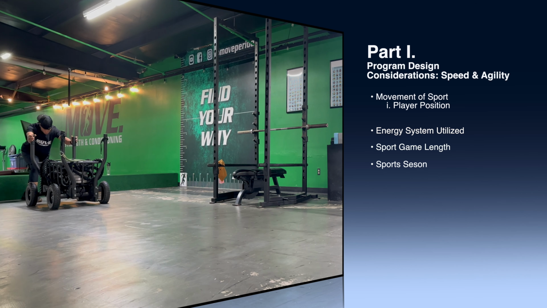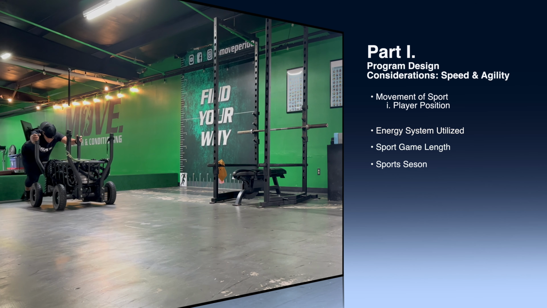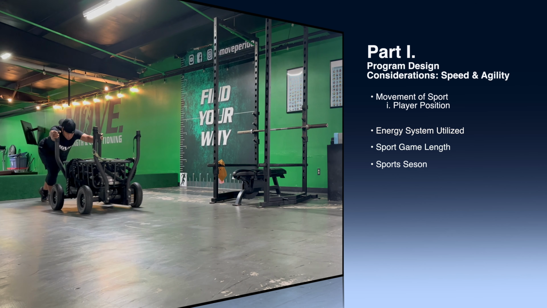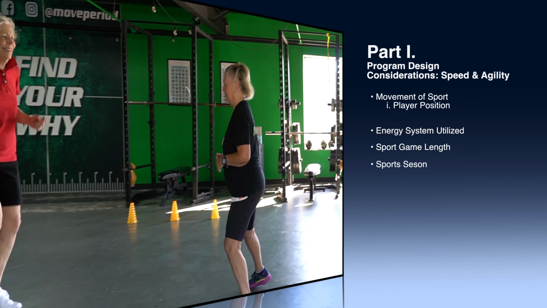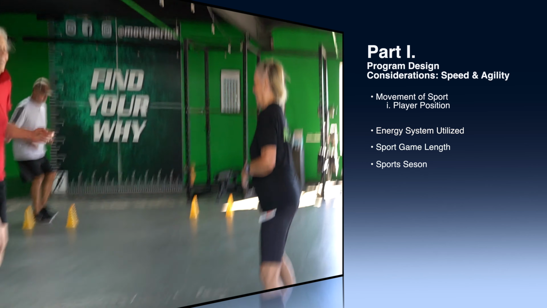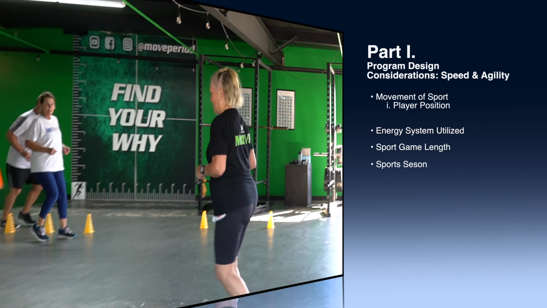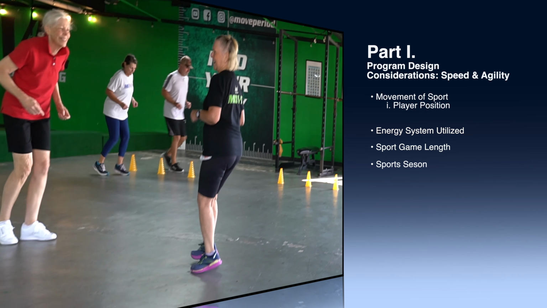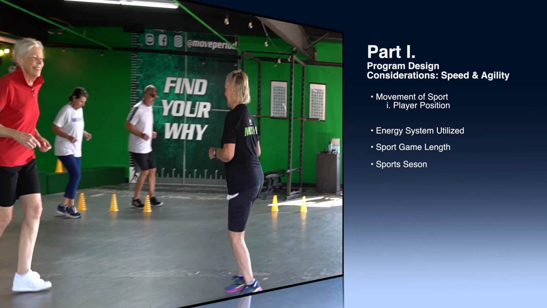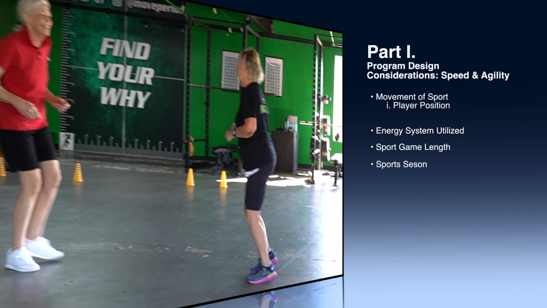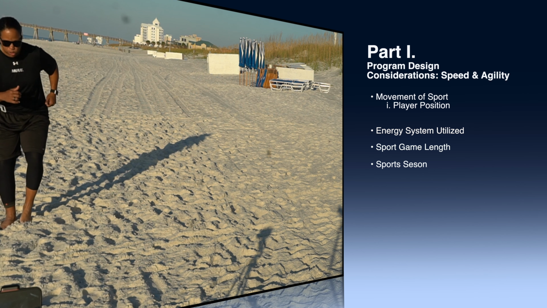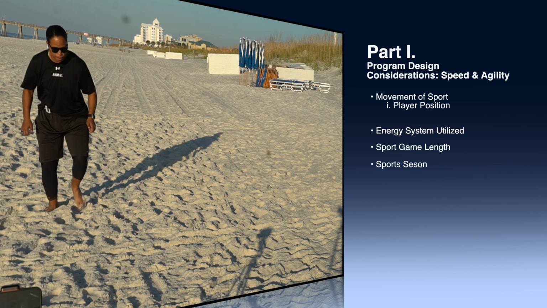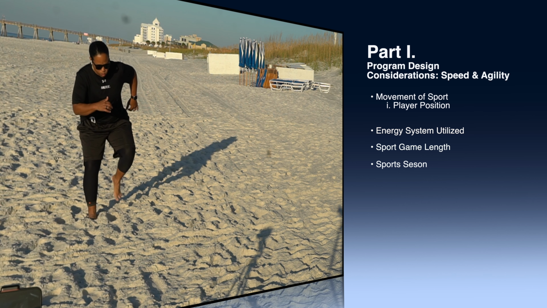Pertaining to the energy system in football, football requires a high amount of the phosphagen system in addition to a moderate usage of the glycolytic system. The length of a game is typically 60 minutes, broken down into four quarters of 15 minutes. Now we know that including timeouts and halftime, it usually goes a little bit longer, but essentially the total game time is 60 minutes.